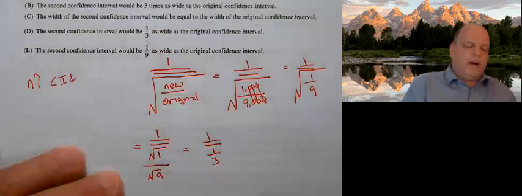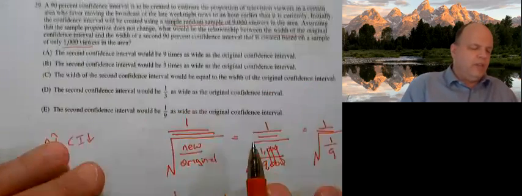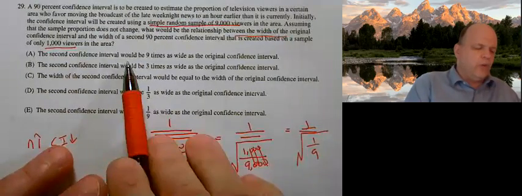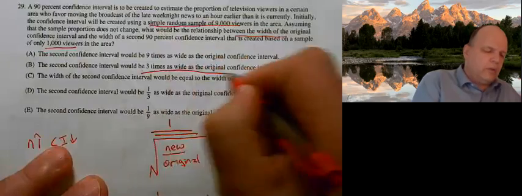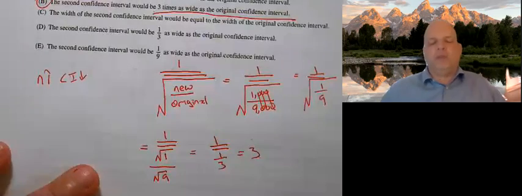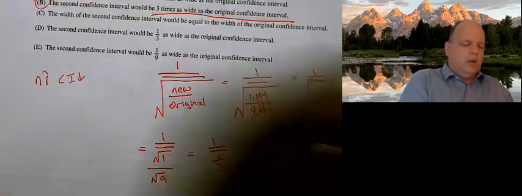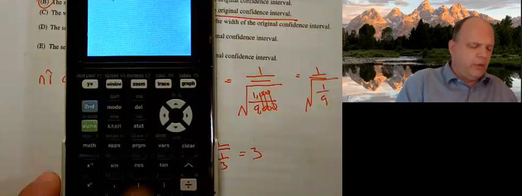And 1 divided by 1/3 is 3. So basically, the second interval would be 3 times as wide. All I did was essentially 1 divided by (1 divided by 3).